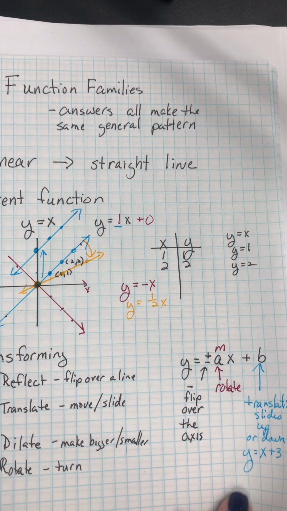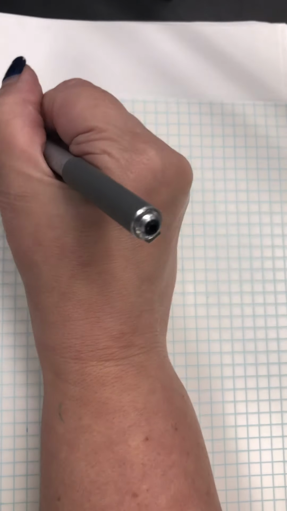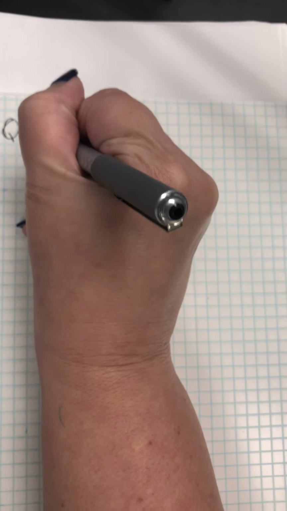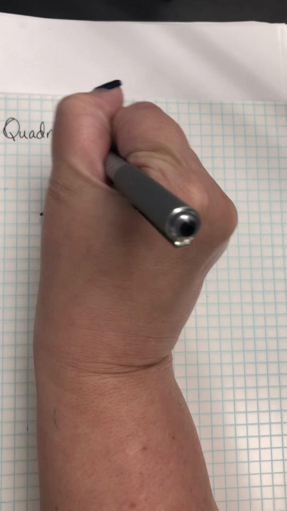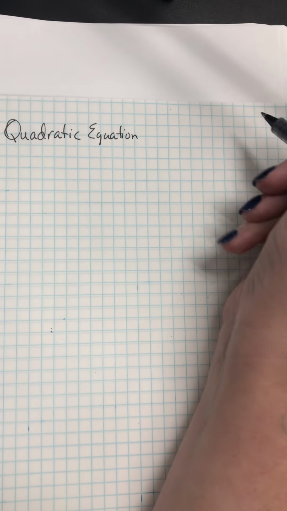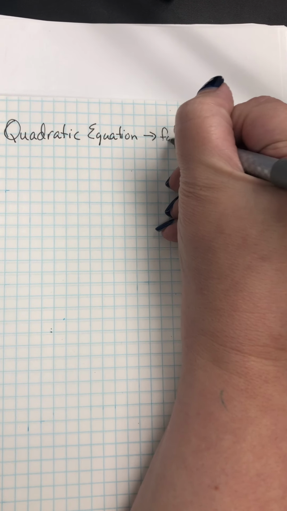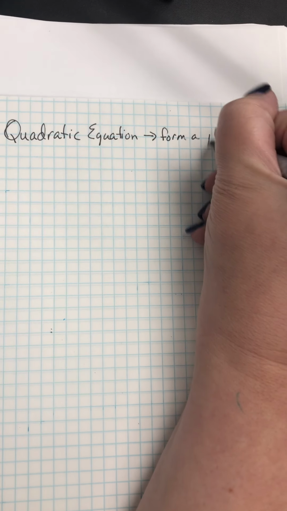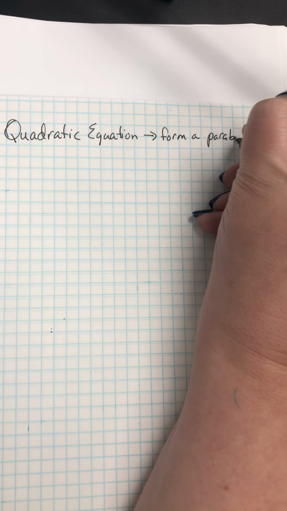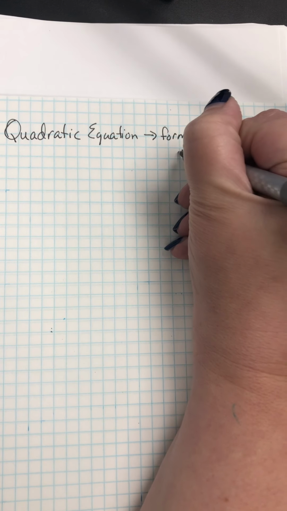Now, I know you guys are very familiar with linear equations, and you worked a little bit on them in Algebra 1. Our next function family is a quadratic equation. Quadratic equations make a different sort of pattern. They form a parabola, which essentially looks like a U.